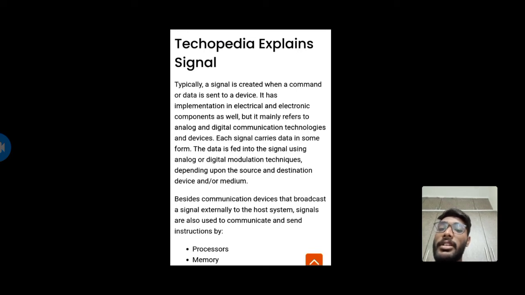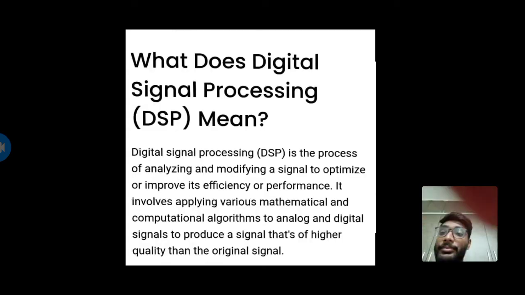Besides communication devices that broadcast a signal externally to the host system, signals are also used to communicate and send instructions by processors or memory.